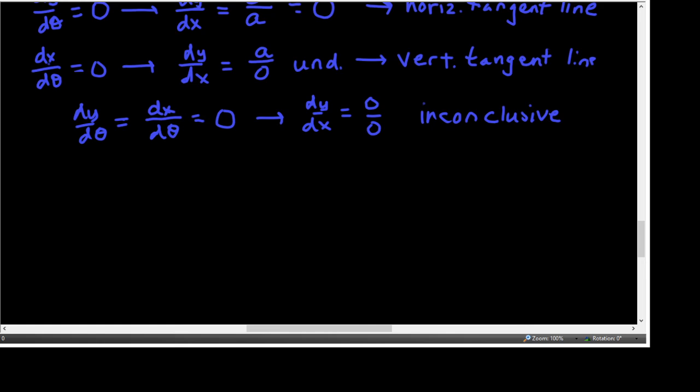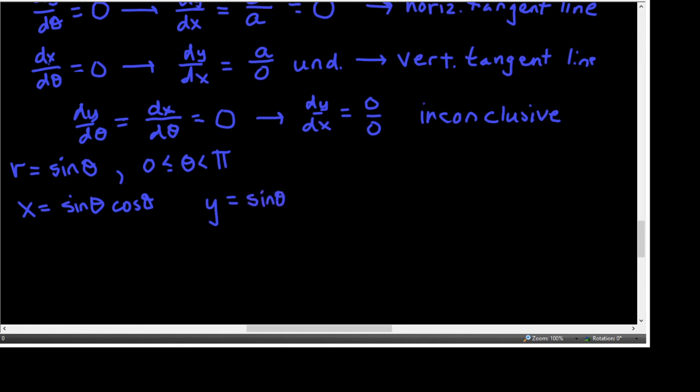All right. So the next example asks us to find the horizontal and vertical tangent lines of r equals sine of theta, where theta is between 0 and pi. Alrighty. So we're going to start by saying we know that x is r cosine of theta, and y is equal to r sine theta. So r is sine of theta, so x is sine theta times cosine theta, and y is sine theta times sine theta, in other words, sine squared theta.